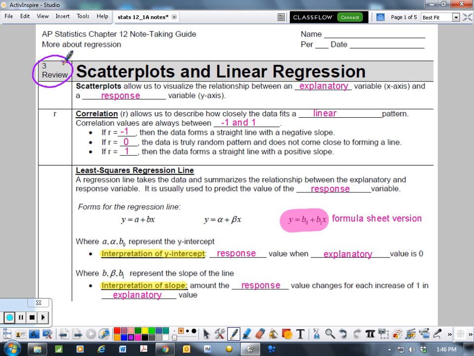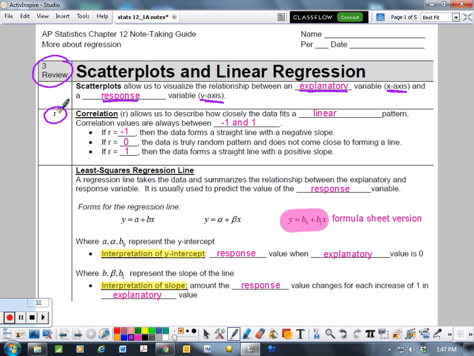Scatter plots allow us to visualize the relationship between an explanatory variable, which will match with our x-axis, and our response variable, which will be graphed on our y-axis. Usually when we do scatter plots, we end up calculating a correlation, which is our R value, and it allows us to describe how closely our data fits a linear pattern. So how linear is it?